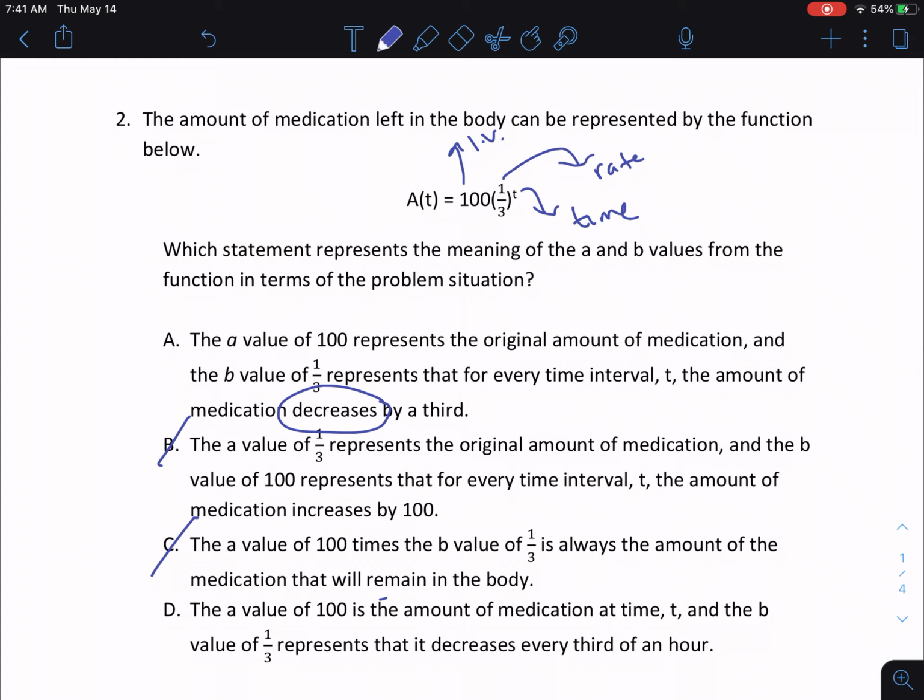The A value is of, let's read A again. It says the A value of 100 represents the original amount of medication, and the B value of 1/3 represents that for every time interval t, the amount of medication decreases by a third. Yes, because this one's being more specific, every third of an hour.